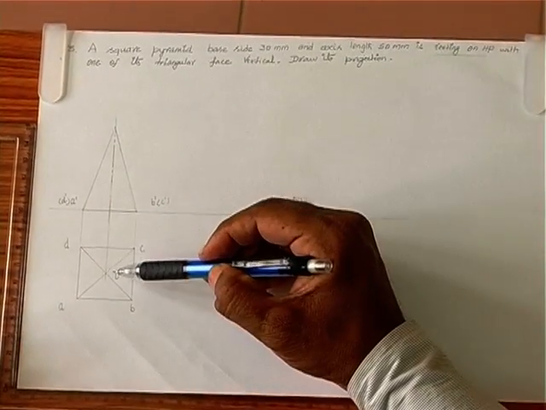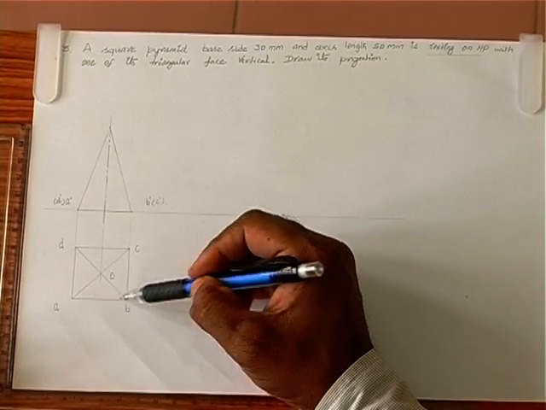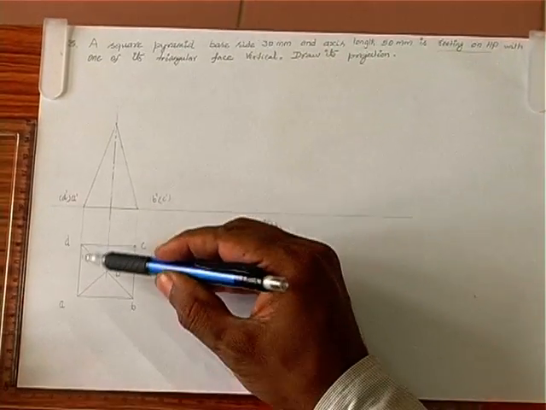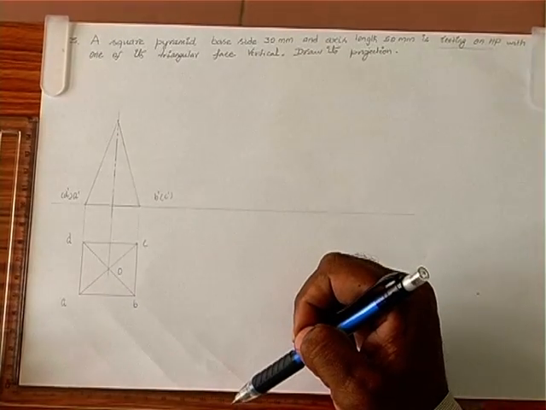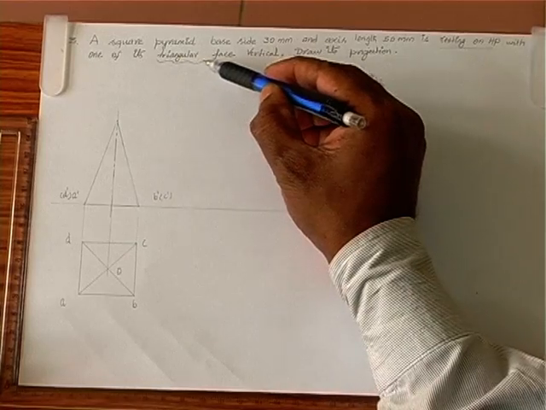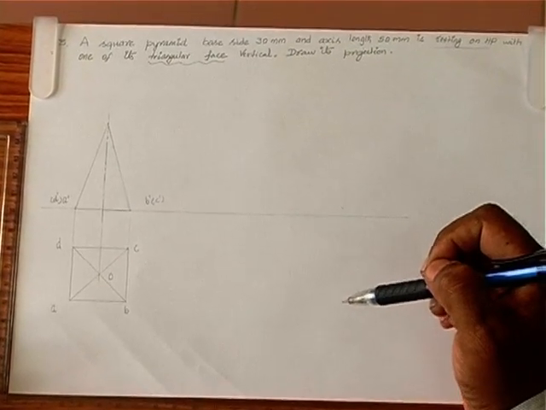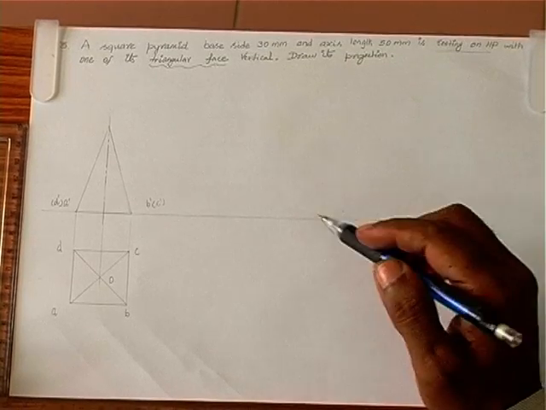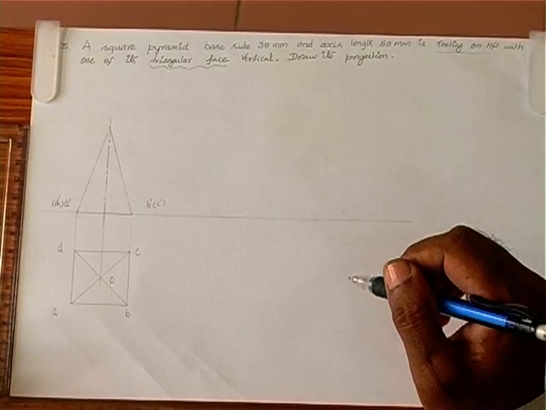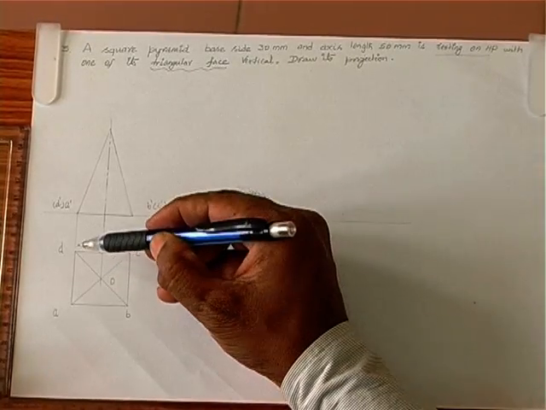So we start the top view first. This is a square pyramid. So we have drawn a square with the diagonals crossed with dark lines. Here is the triangular face. Whenever we have the triangular face vertical on the ground, we need to follow the side position. What do you mean by side position?